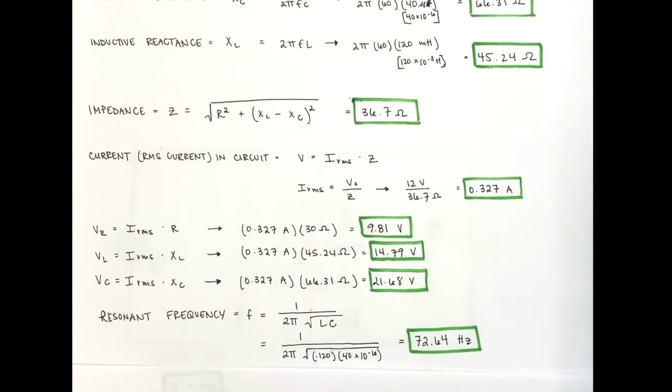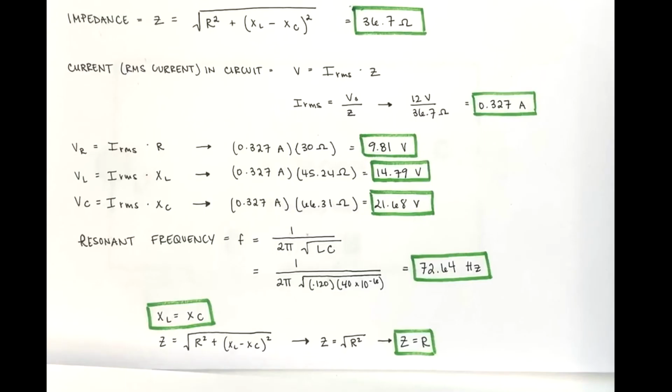Finally, we're going to calculate the resonant frequency. So the formula for that is 1 over 2 pi multiplied by the square root of LC. And we know that at resonant frequency, XL equals XC. So our capacitive reactance is equal to our inductive reactance. And then also we can come down to our impedance and we see that full equation, but if XL and XC are equal to each other, then they will cancel to 0, and Z will be equal to the square root of R squared, which is just R. So at resonant frequency, XL will equal XC, and then Z will also equal R.